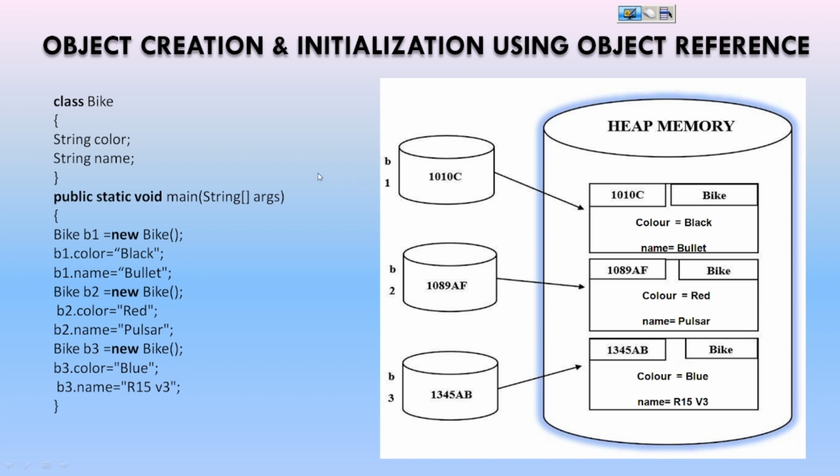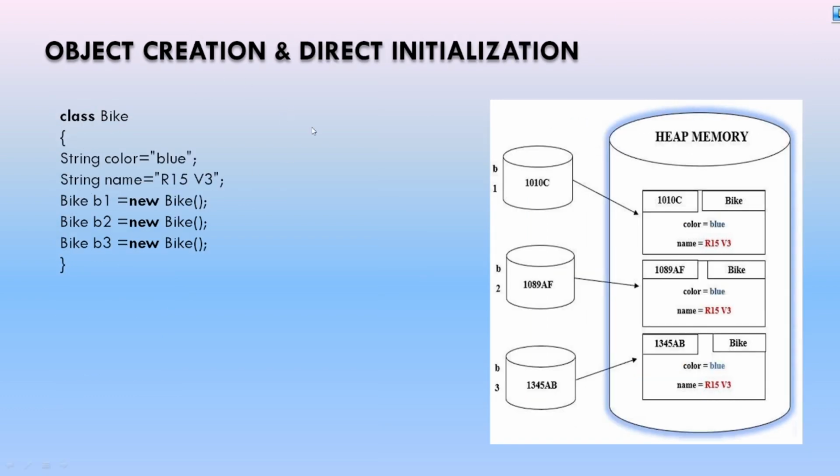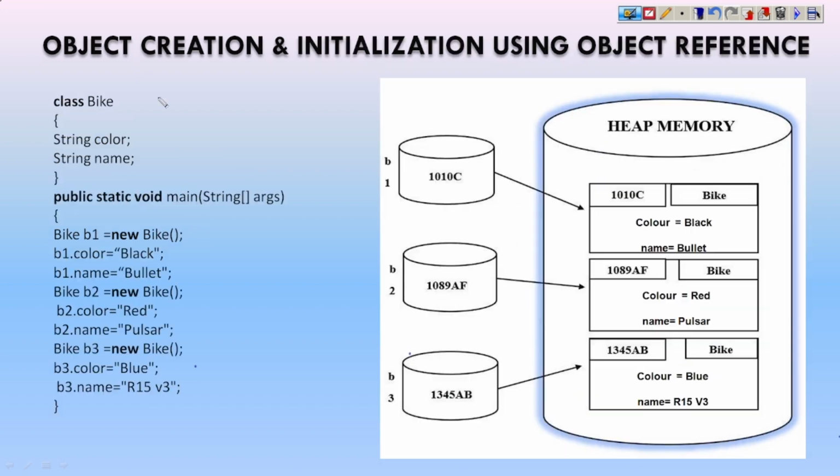If we just compare it to our previous slide, so this was our previous slide. Here the object creation was done with direct initialization. That is, directly we have given the blue color and the name for all the objects of the bike. Here, in the object creation and initialization with the help of object reference, we take the object reference that we have created, and with that we give some object states.